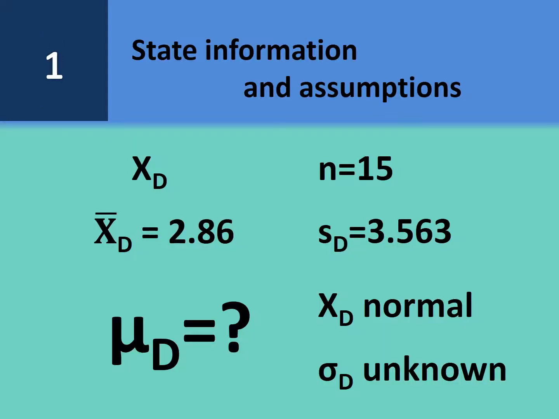We are now ready to proceed through our 7-step testing procedure. For the first step, we can state the following information. Our variable is x sub d, the difference in behavior change scores. We have a sample of n equal 15 such scores for which x sub d bar equals 2.86 and s sub d equals 3.563. Our parameter of interest is mu sub d, the population mean difference scores for all pairs of children that can be formed from group homes in North Carolina. Since our sample size of n equal 15 is rather small, we will have to assume that the variable x sub d is normally distributed, although if this is not true, our test results may be invalid. We also assume that sigma sub d, the standard deviation of difference scores, is unknown.